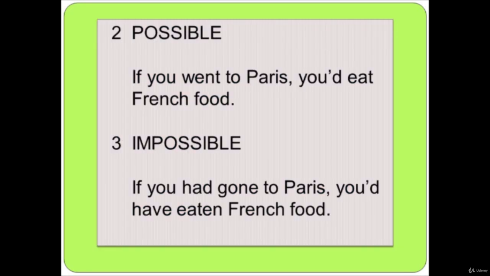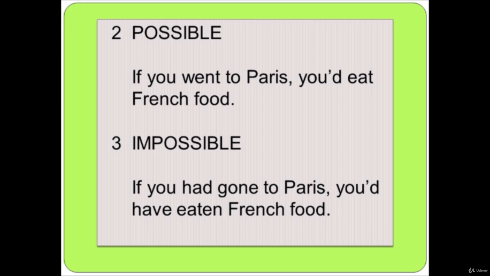In the second conditional, the speaker wants to communicate that there is a possibility. If I say, if you went to Paris, you'd eat French food, it means that I believe there is a good possibility you will eat French food, unless the person is known to love Italian and Japanese food and only eats in those restaurants.